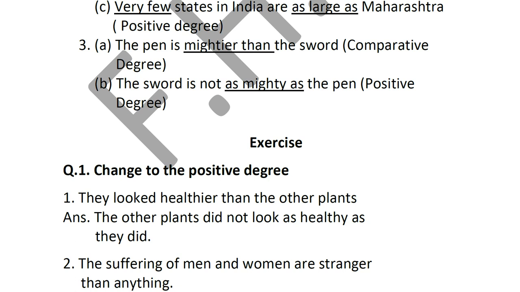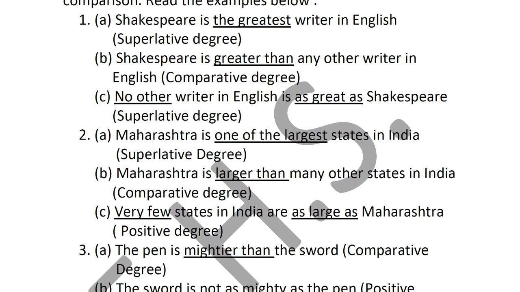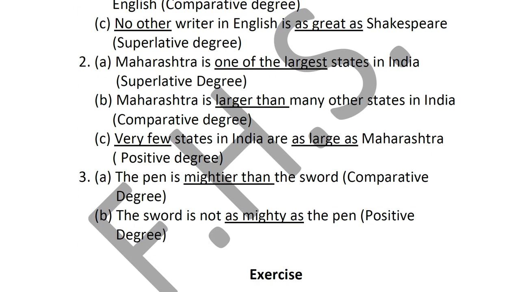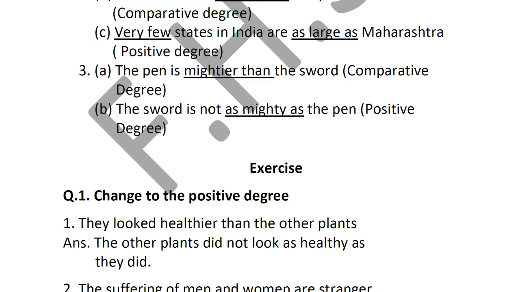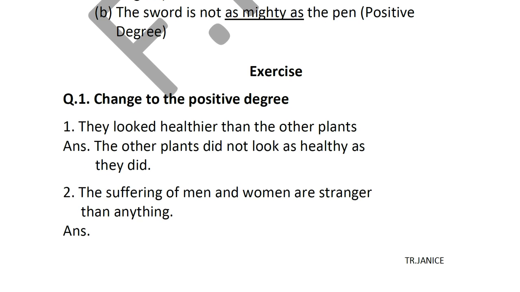Clear? You are comparing only two things, that is why only positive degree and comparative degree. If you see the examples above, the first and the second, you are comparing Shakespeare to all the other English writers. There may be hundreds of them, so three and more. Also, you are comparing Maharashtra to all the states of India. So it is naturally more than three. That is why all the three degrees. Clear?